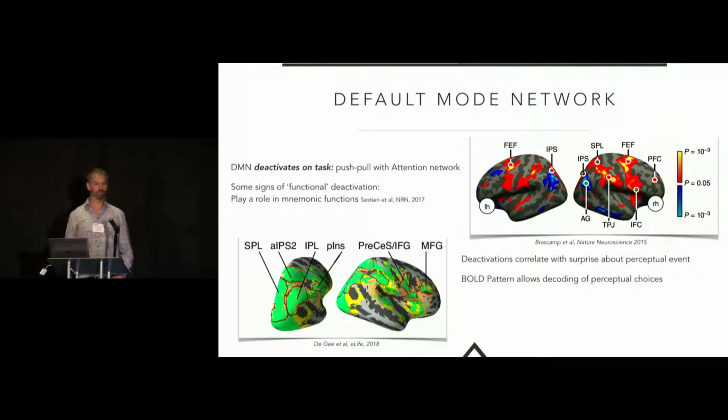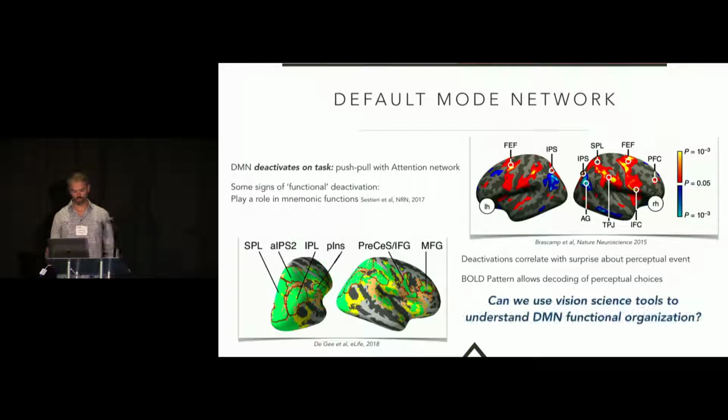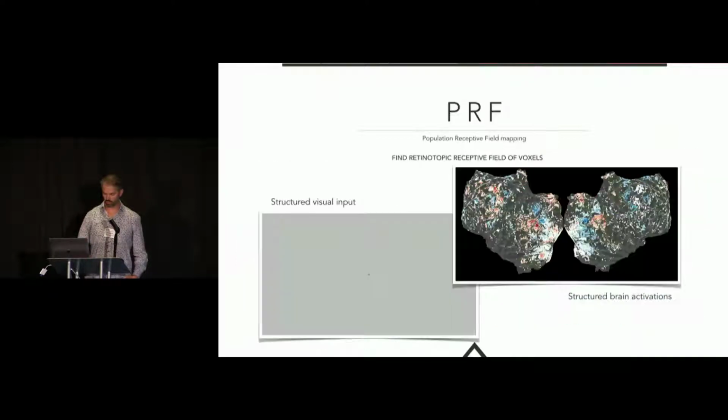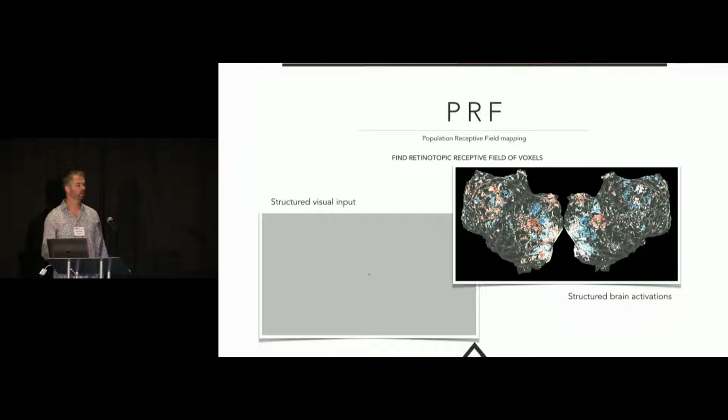So given that there are these indications that these deactivations play some sort of functional role in perceiving visual stimuli, we wanted to ask the question whether we can use standard vision science tools that we know and love to understand the functional organization of these default mode network regions. So what I'm going to show you is an experiment in which we do population receptive field mapping.